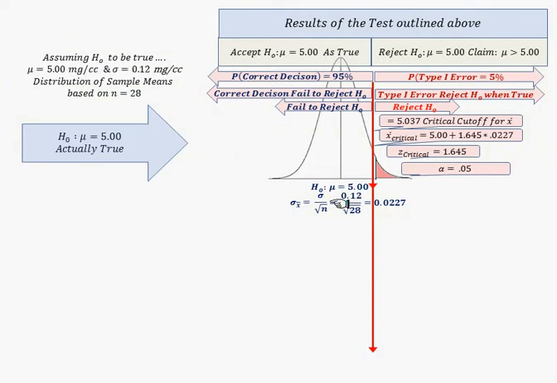Now, this information on the screen was in the previous video. It's a one-tail, right-tail test, alpha 5%, Z critical, your X bar critical given here, 5.037, critical cutoff for X bar. And to the right we're going to reject H0, to the left fail to reject. And this is called the correct decision on the left of this red line. Probability of that happening is 95%. And on the right here we have type 1 error, probability is 5%.